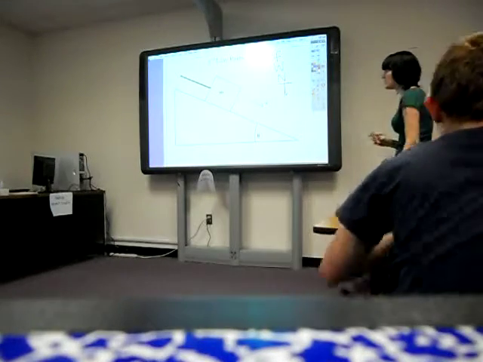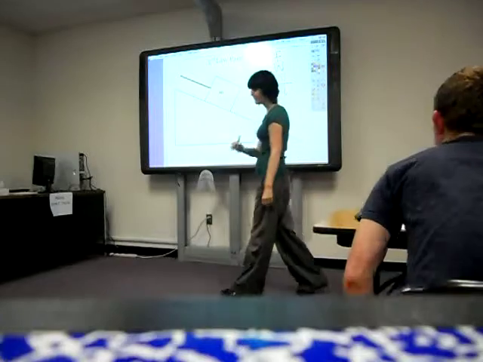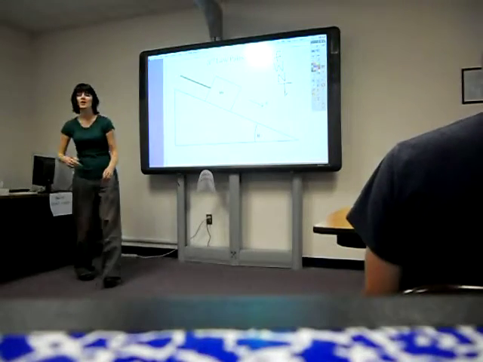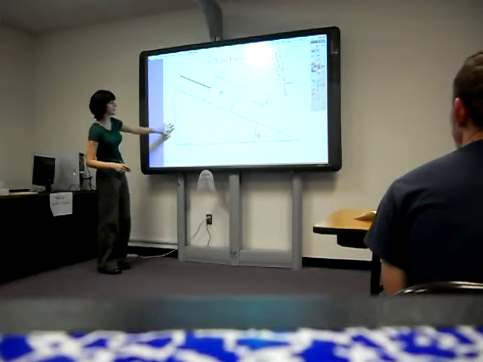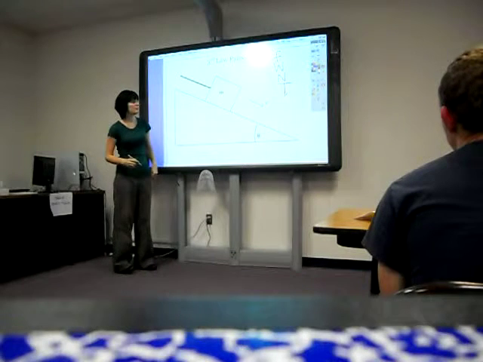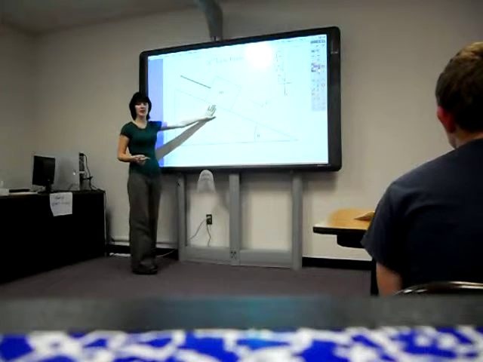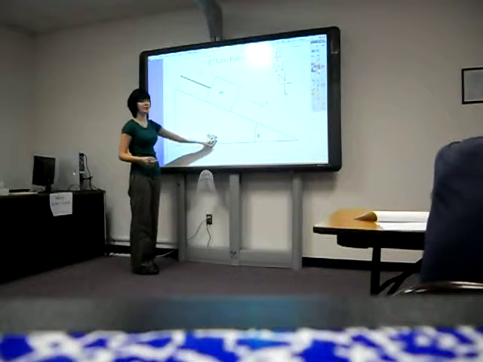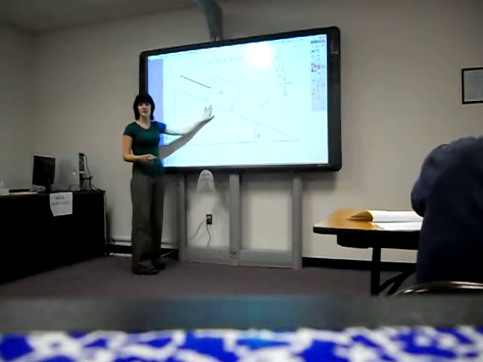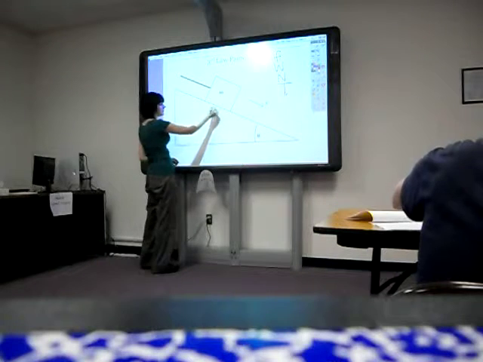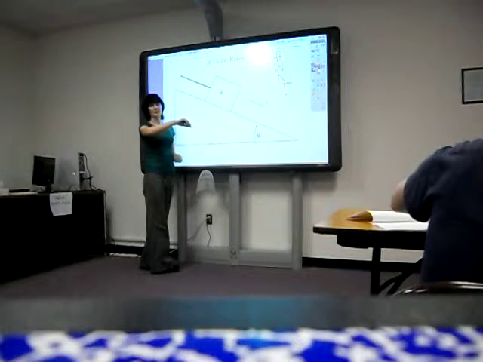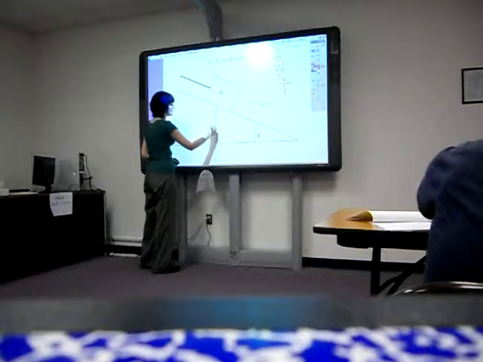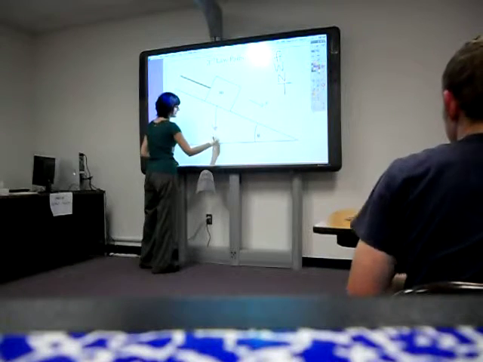All right, so let's go ahead and do this. Let's put some forces on here. Where do you want to start? Let's start with the block. All right, and we always draw weight first. Which way does my arrow point with weight? Down. Good. This is weight.